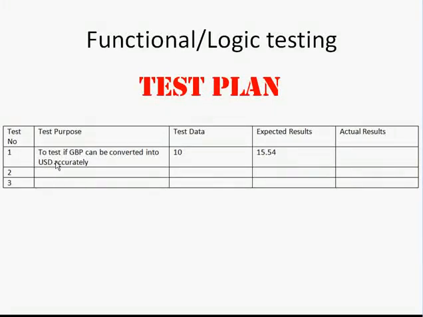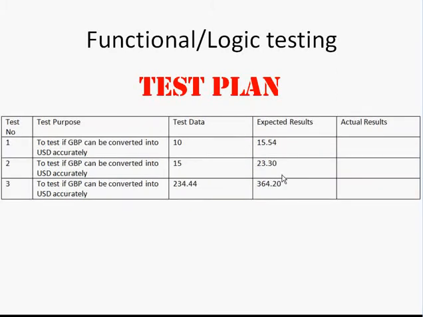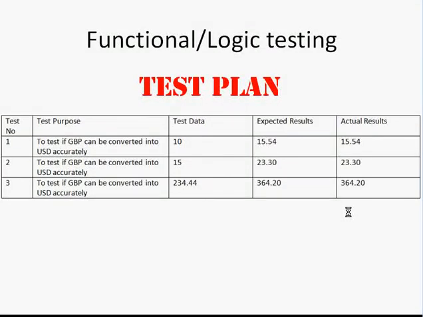So test number 1, the purpose is to test if Great British pounds can be converted into US dollars accurately. Our test data is £10, and the expected results will be $15.54. You'd add more tests in, you wouldn't just have one, and you'd have some pretty accurate specific tests like £234.44. Once you actually do the testing and you check on your system, then you would put in the actual results and see that they match the expected results. Then if they do, you know that no fixes need to be made.